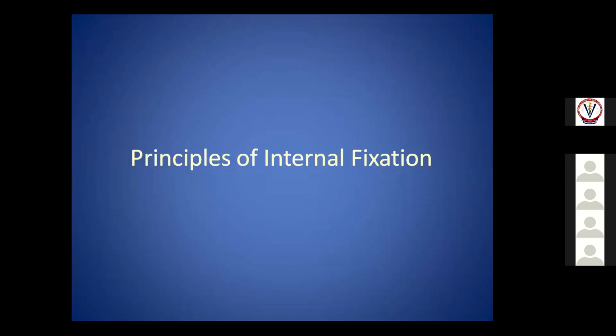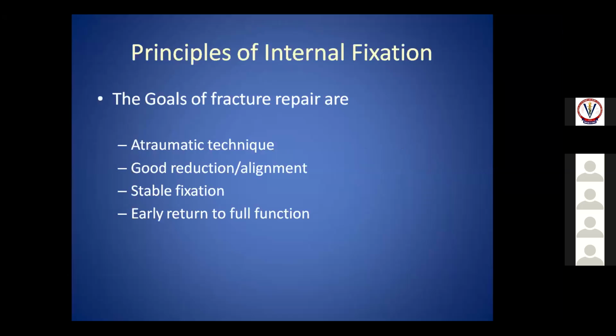So coming to internal fixation, what are the principles of internal fixation? The principles of internal fixation are the goals of fracture fixation. For any fracture, whether in the axial skeleton or the appendicular skeleton, it should be an atraumatic technique. Already the animal has undergone a lot of trauma; that is the reason why there is a fracture in that particular animal. So whatever technique or internal fixation procedure you are adopting, it should be minimally traumatic.